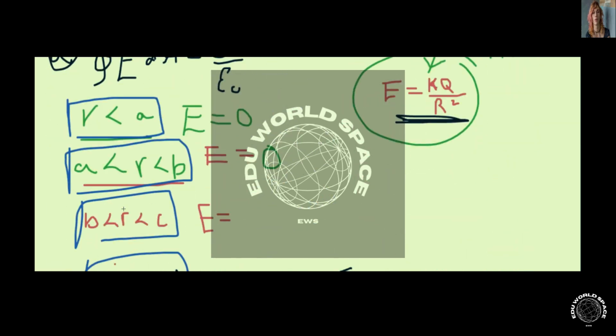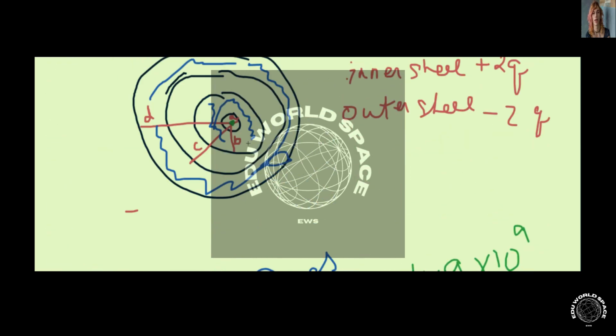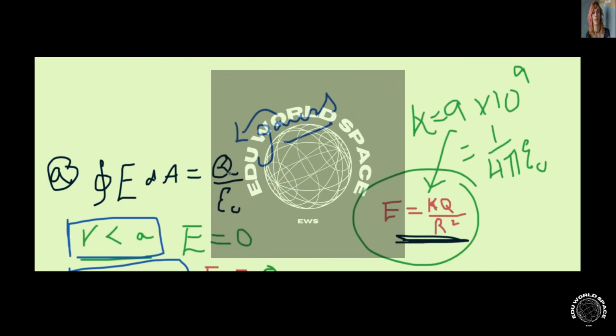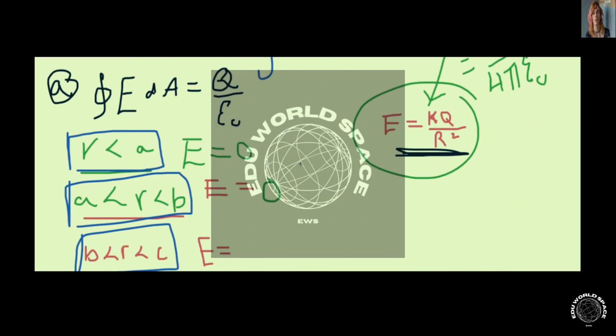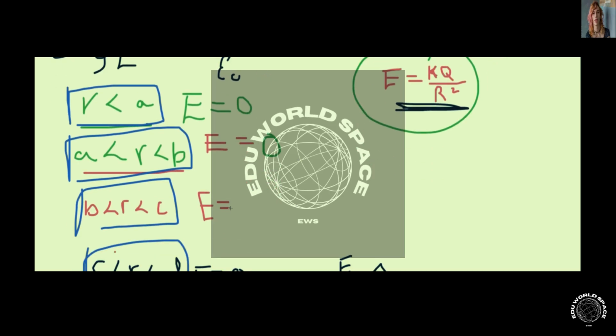B less than R less than C, so now we're in this first voided region. Well, what is the total charge in that region? Q enclosed is just the charge of that inner shell, plus 2Q. So now we can just imagine that it was a point charge and say that the electric field E equals 1 divided by 4 pi epsilon times Q, total charge inside, 2Q over R squared. There it is.